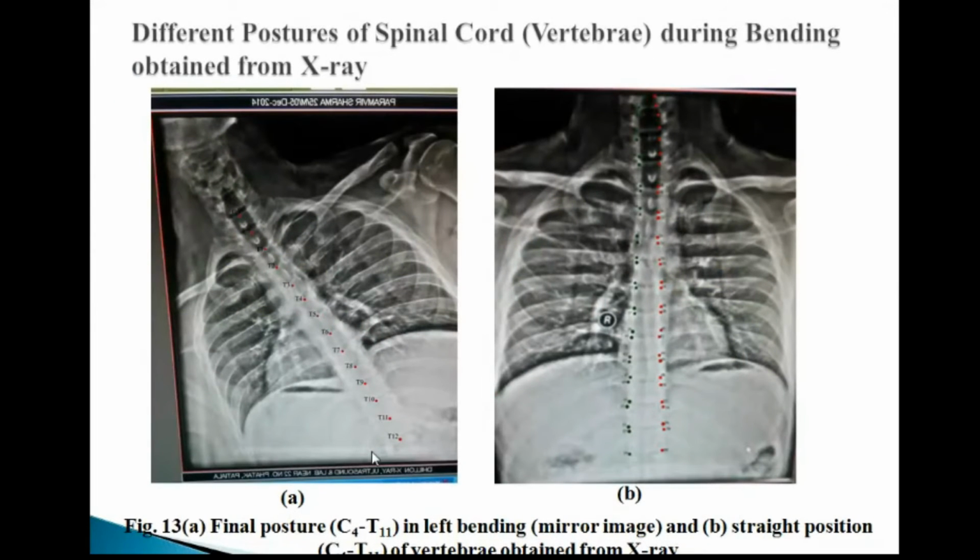Then I have taken X-ray photography for the same position, for the straight and the final left position, as more than 4 X-rays is not permitted clinically. And the reference trajectories are the displacements of the center of gravity of the vertebra in 3 directions, that is X, Y, and theta. So these reference positions are given to the inverse model.